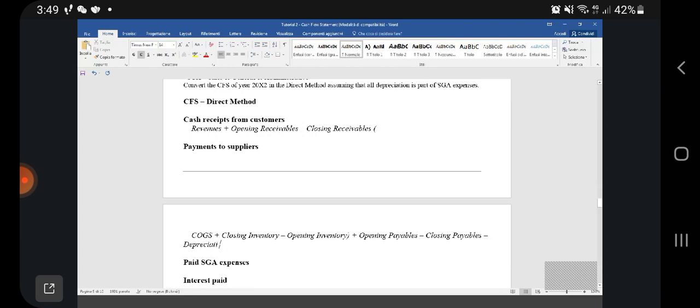I'm sorry, now I read that the depreciation is part of the general expenditure, so it's not part of the cost of goods sold. Apologize. I just read this.